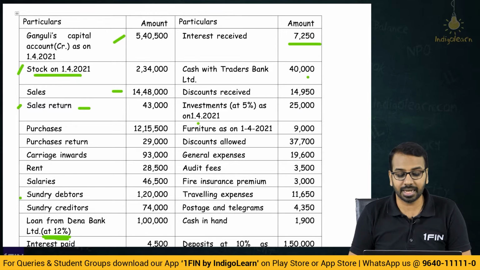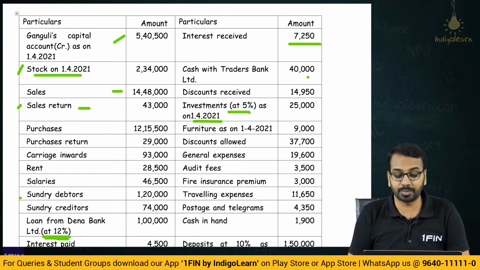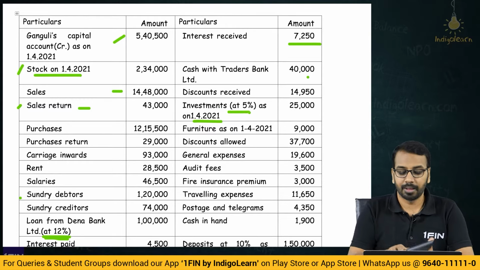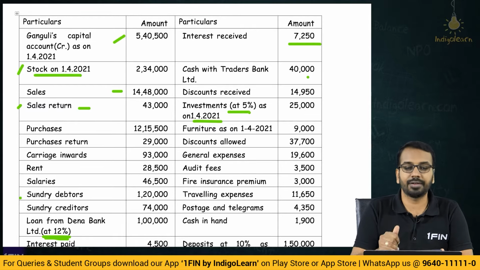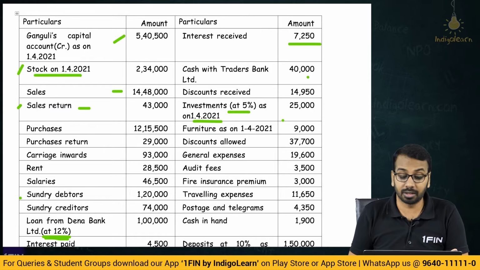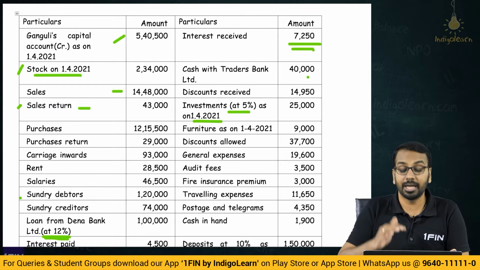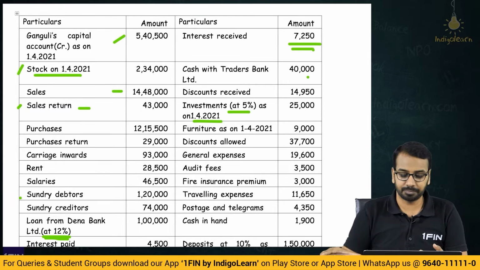Investments at 5% as on 1/4/21. So when they say investment at 5%, what it basically means is that on 25,000 you will get 5% interest. So 25,000 into 5%, 1,250. But sir, we got 7,250. Maybe there are more adjustments we need to check.